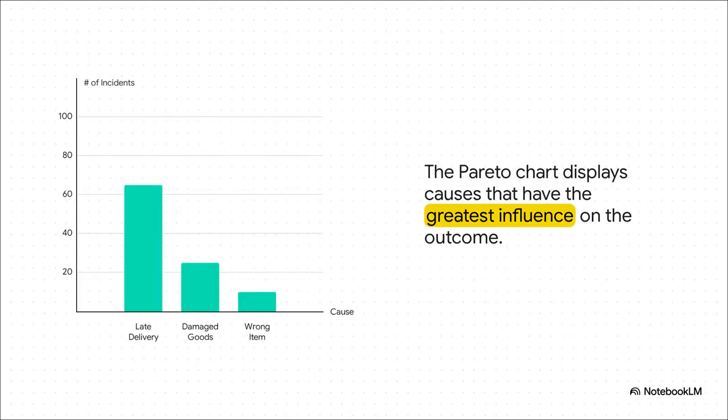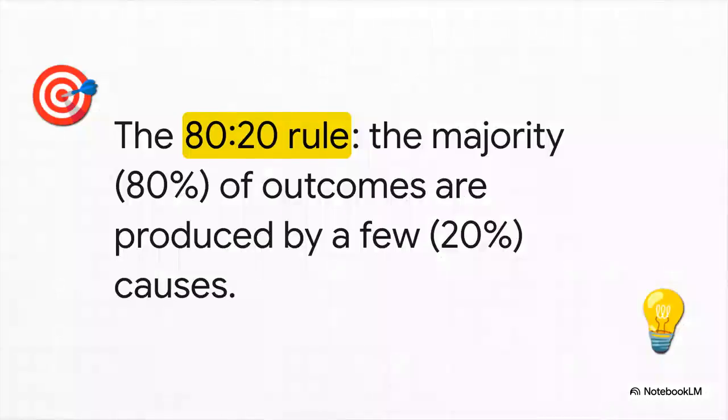Okay, time for a true classic, the Pareto chart. Think of this as your secret weapon for finding the vital few causes that are behind most of your problems. By sorting all the causes from biggest to smallest, it immediately shows you where you should focus for the biggest improvements. And it's all based on this incredibly powerful idea, the 80-20 rule.